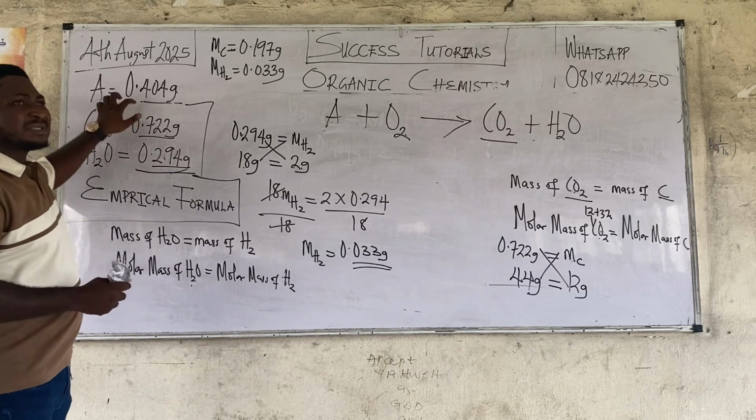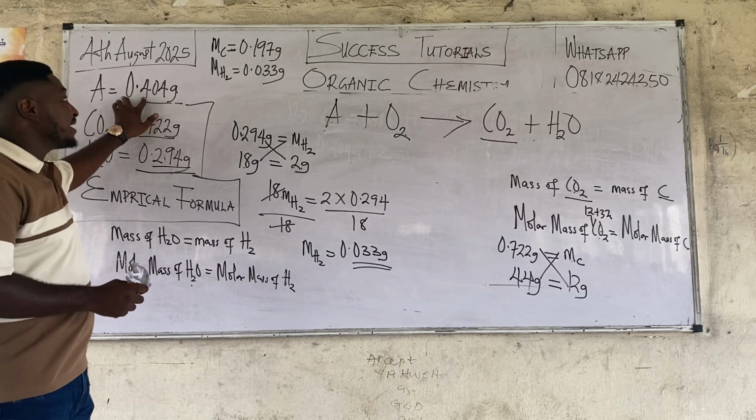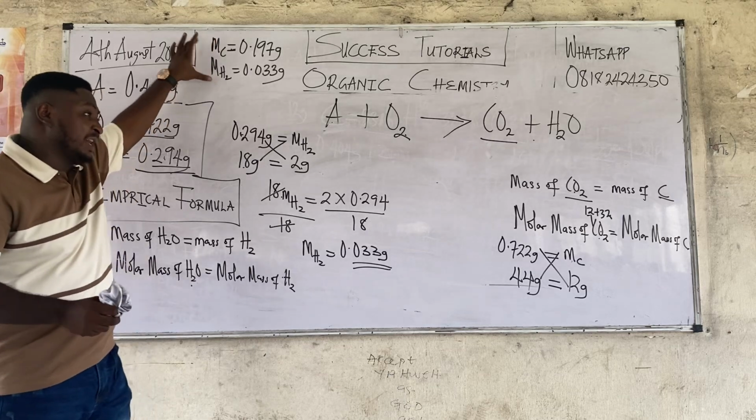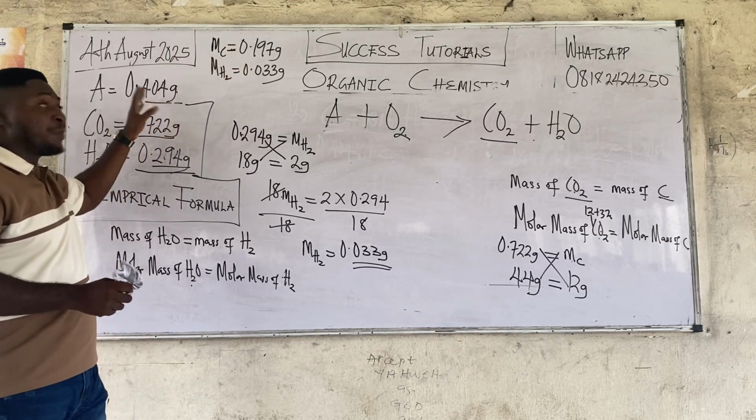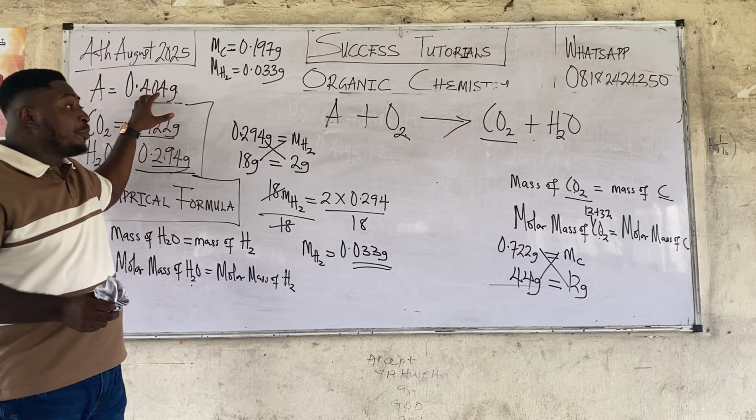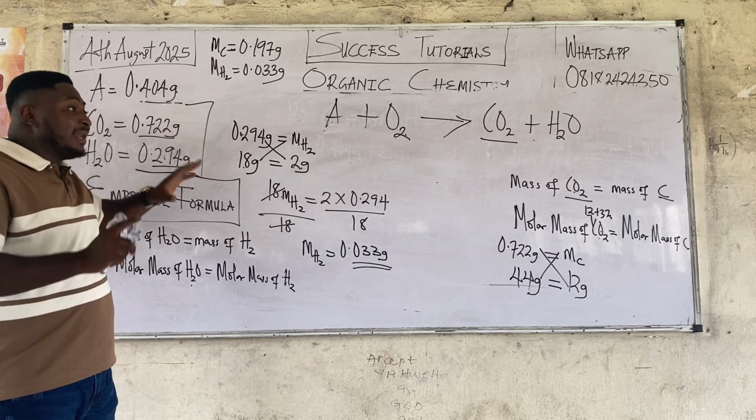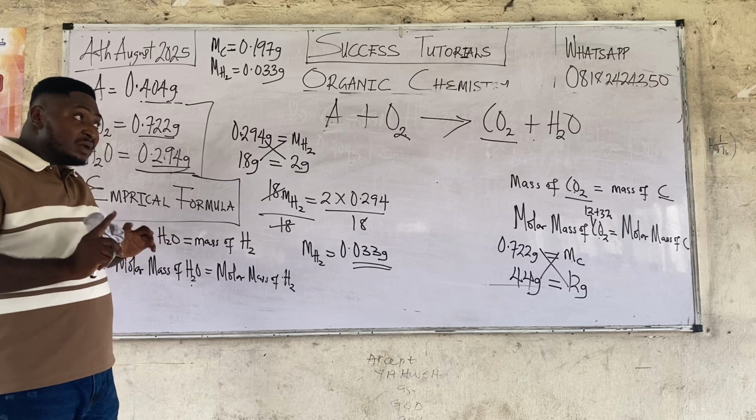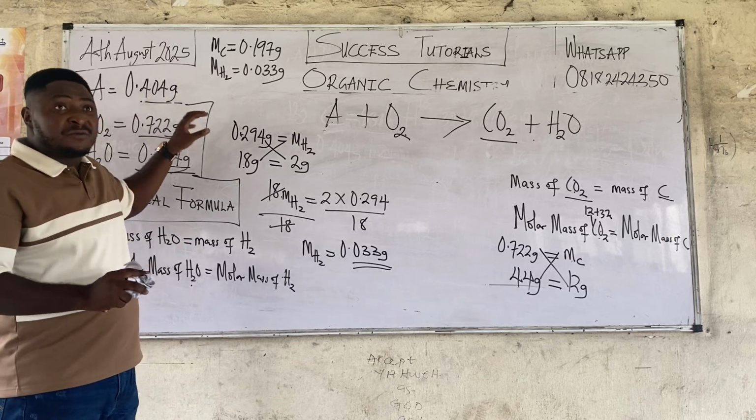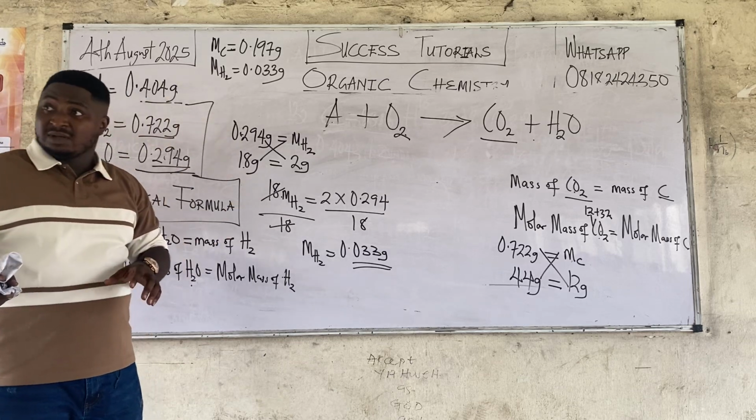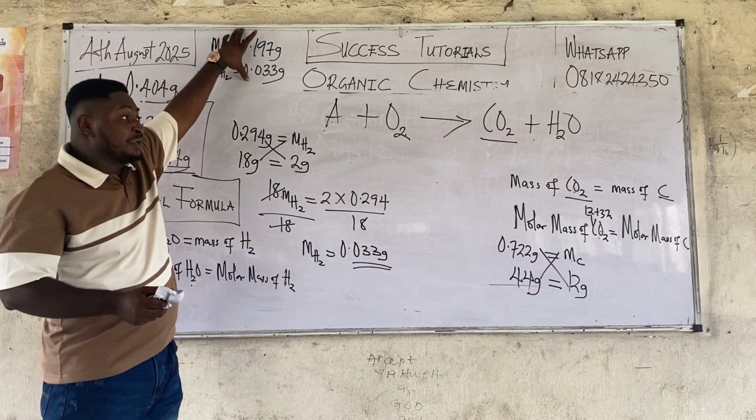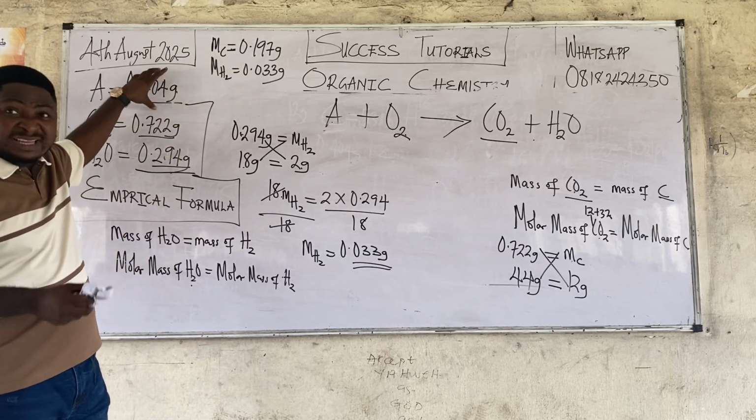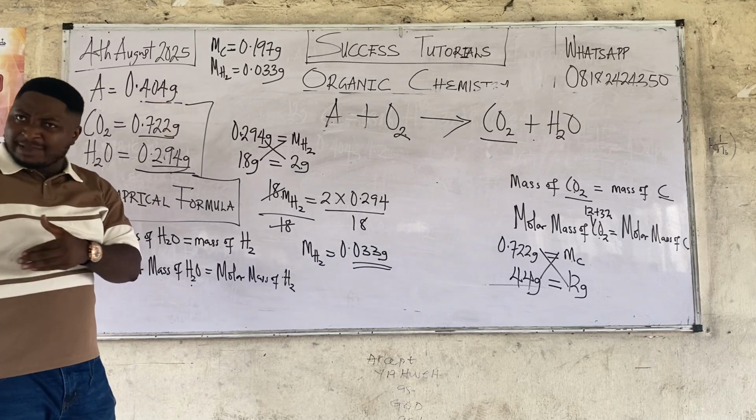Since we know the total mass of the organic compound, and we've gotten the mass of the two elements, what we need to do now is to add them together and find out if it is going to give us 0.404. If it gives us 0.404, that already tells us that only carbon and hydrogen are present in the organic compound. But if it doesn't give us 0.404, it means that oxygen is also present. And how do we now get the mass of oxygen? By subtracting the total mass of carbon and hydrogen from the mass of the organic compound. The remaining must be oxygen. Does that make sense? Yes.